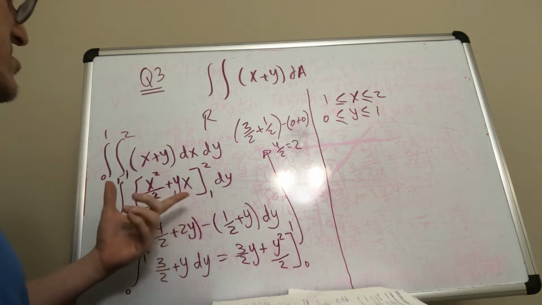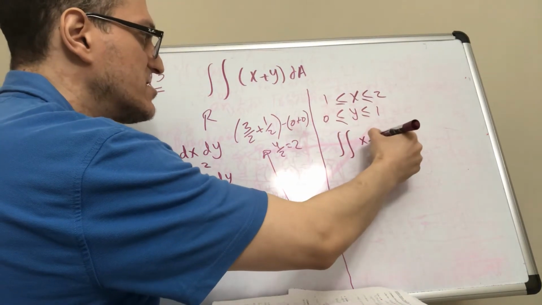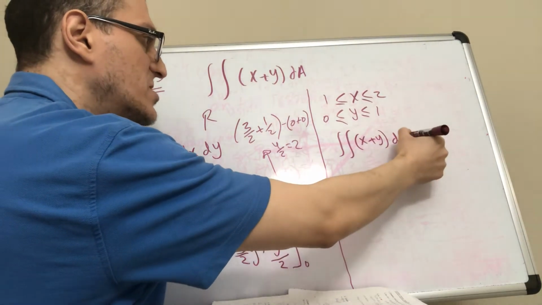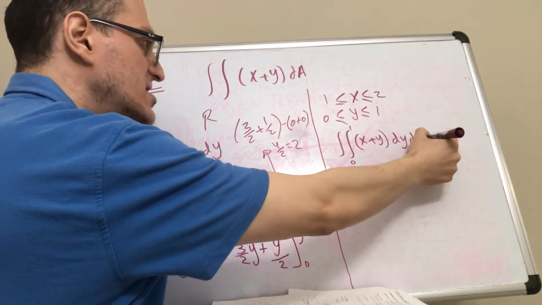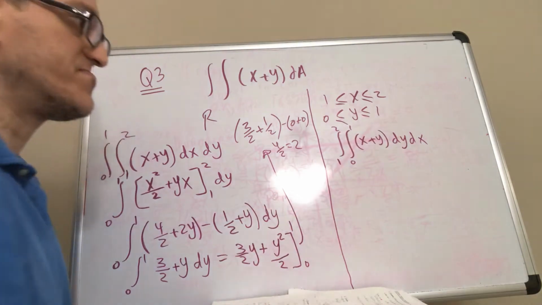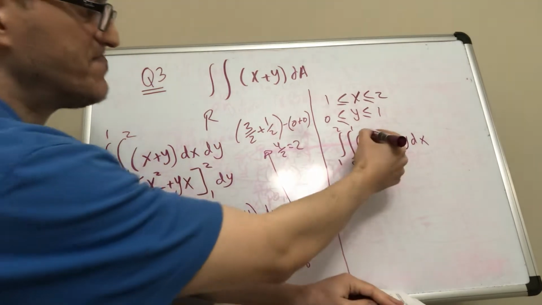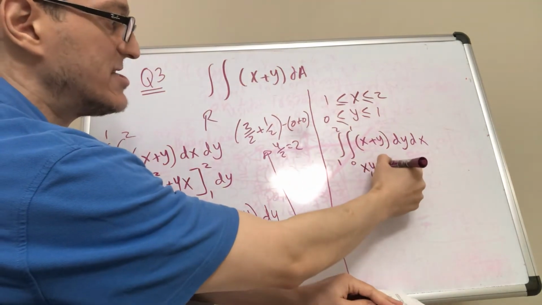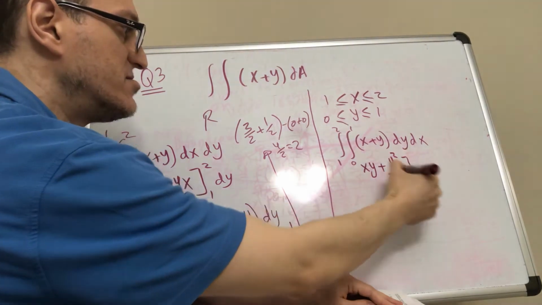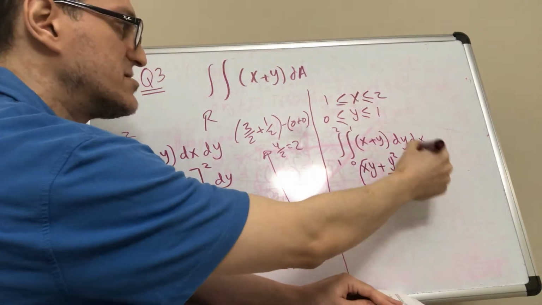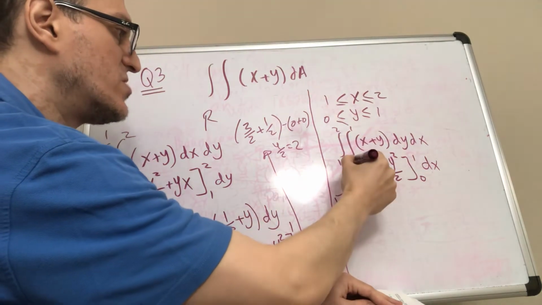What if we decide to do it dy first? So double integral x plus y, we put dy and the limits for y, 0 to 1. And then we put dx and the limit for x, 1 to 2. If we find the integral of this with respect to y, a constant would be the constant times y, and y is y squared over 2. You need to plug the limits for y and then integrate it in terms of x, 1 to 2.